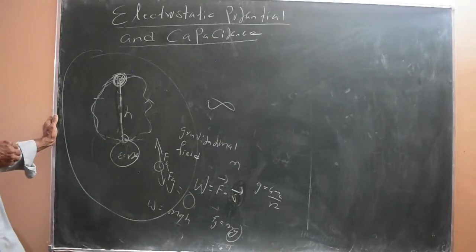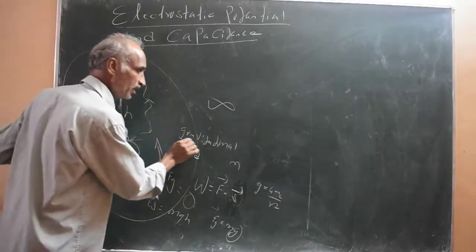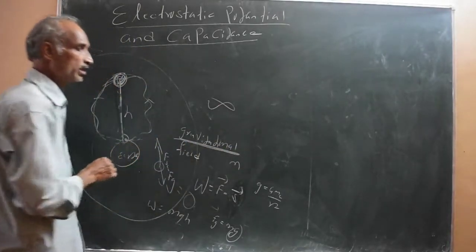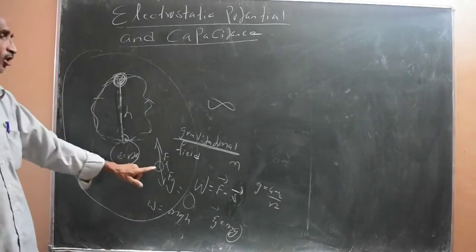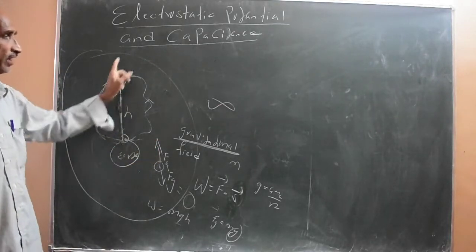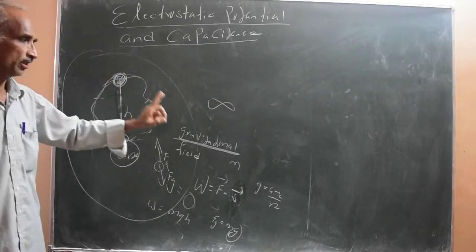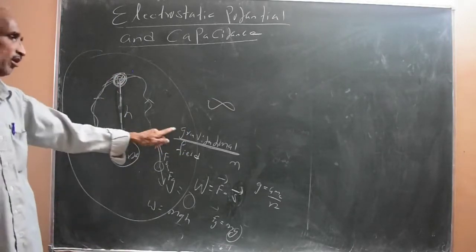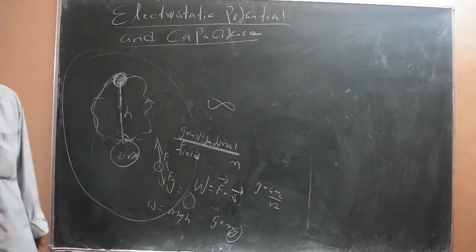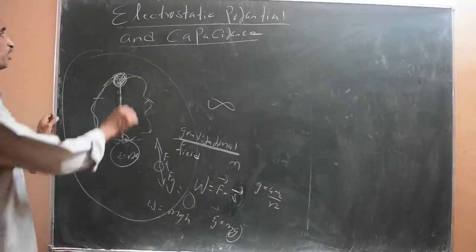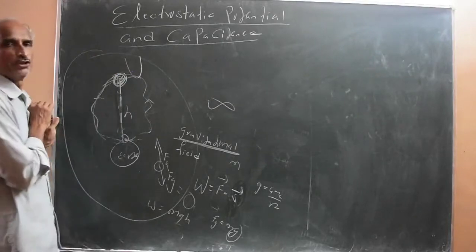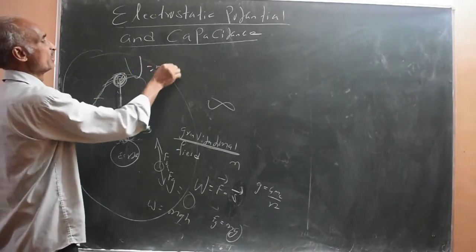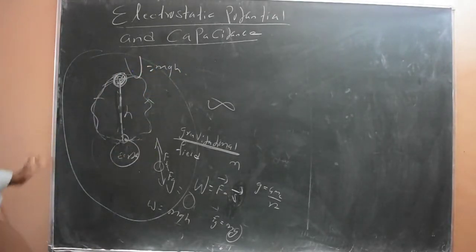That energy is called gravitational potential energy of the body. Why gravitational potential energy? Because the work is done against the gravitational force of the earth, in the gravitational field of the earth. That's why it's called gravitational potential energy of the body. Its symbol is U, U is equal to mgh. Now work done is equal to gravitational potential energy.